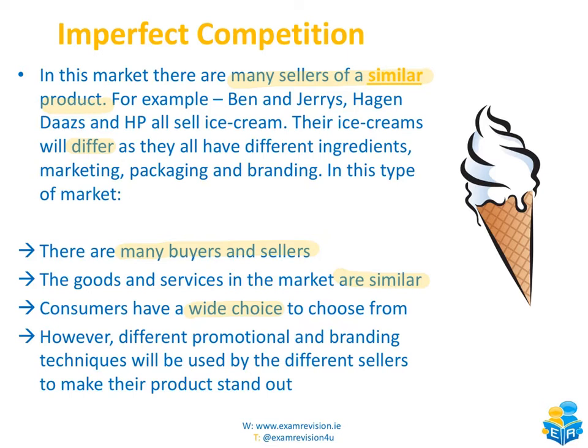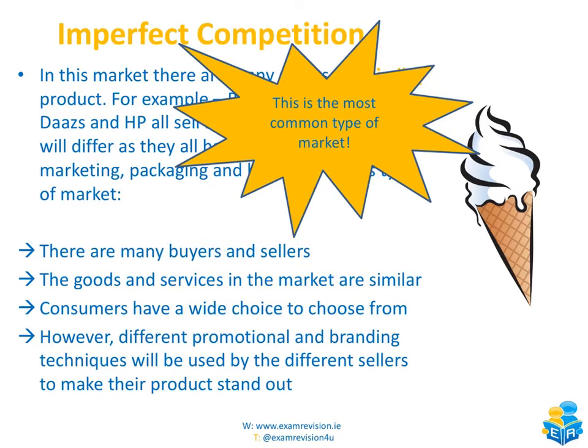However, different promotional and branding techniques will be used by the different sellers to make their products stand out. Okay, so there will be different promotional and branding techniques used, which each company will use to try and get their product to stand out from the other. So products which are in this type of market are said to be in the market of imperfect competition. And it's important to note that products which are in the market of imperfect competition are in the most common type of market, right? So the market of imperfect competition is the most common.